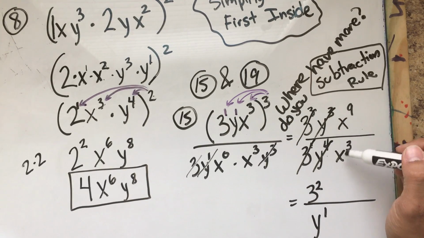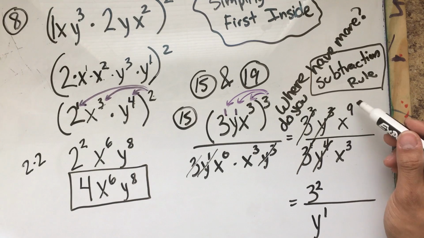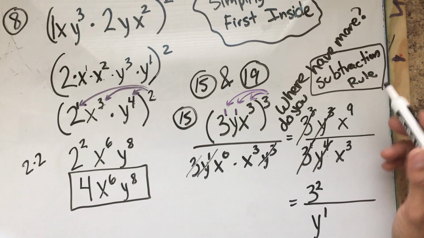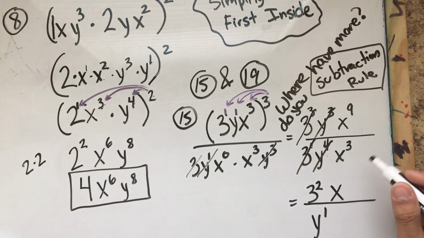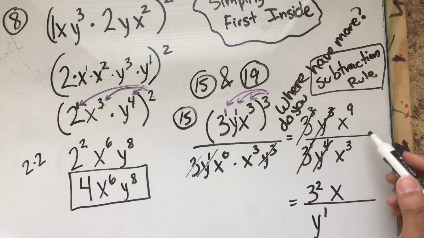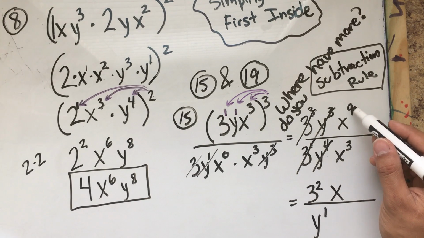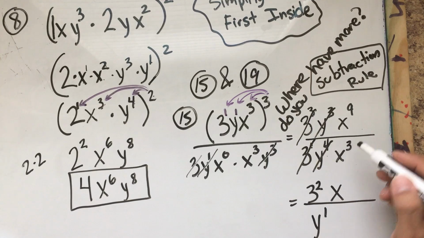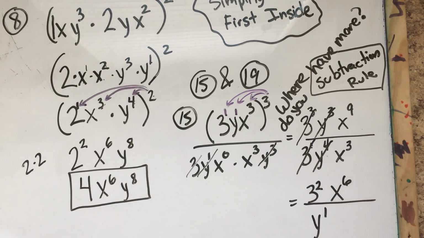Now, where do I have more x's? Top or bottom? I have more x's on top, so I'm going to put the x on top because I know that's where the answer is going to be. So 9 minus 3 is 6. Okay, and that's it. There's your answer.